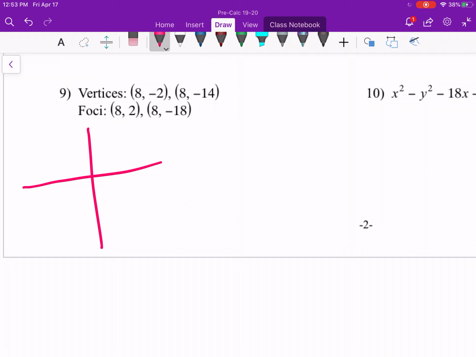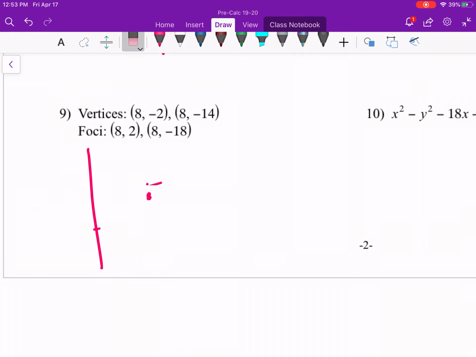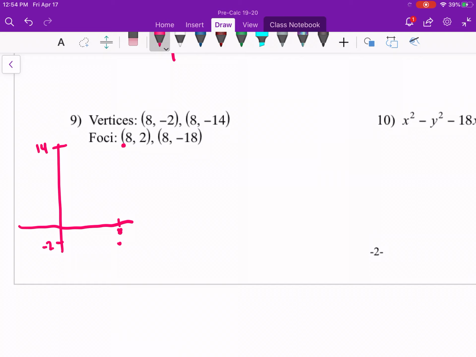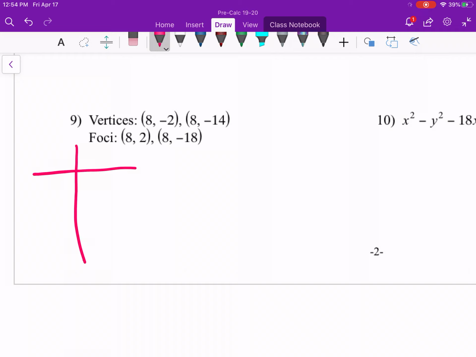Vertices, this is at 8, -2, so 8, -2. Ooh, yeah, talk about ruining the scale. Oh, sometimes sketching a graph is hard. That should help me. So this is 8. We'll call this -2. And then we'll call this 14. And that should help. So the vertices is at 8, -2, and 8, -14. Oh my gosh. I'm way too far into the video to start over. So we're just going to have to love me for who I am and how I can't draw graphs.